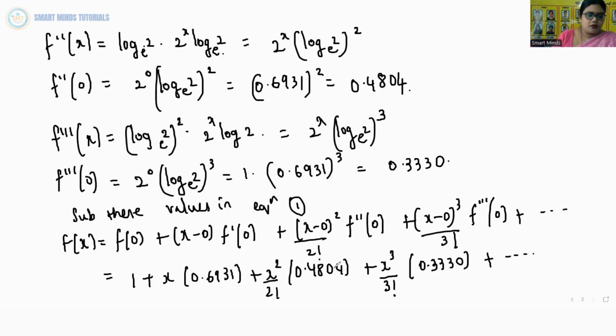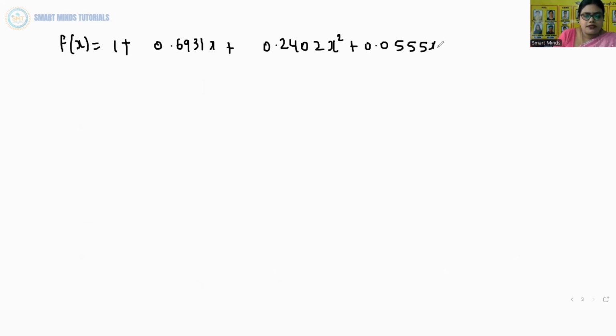Now we need to write the simplified form. So how do we write it? f of x is equal to 1 plus 0.6931x plus 0.2402x square plus 0.0555x cube plus so on.